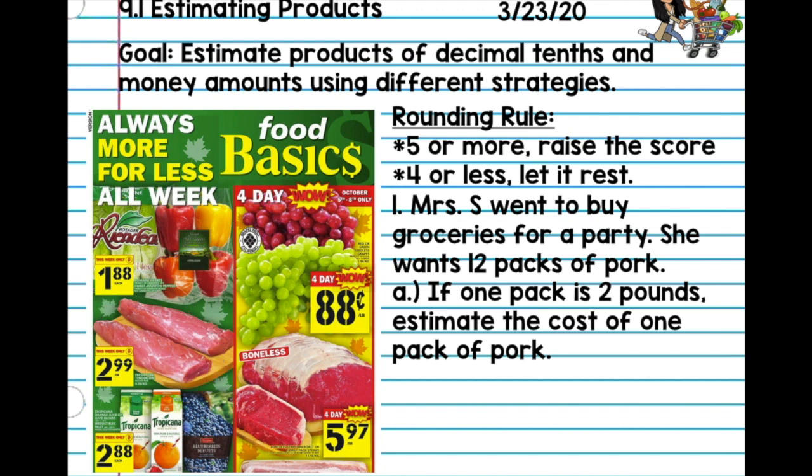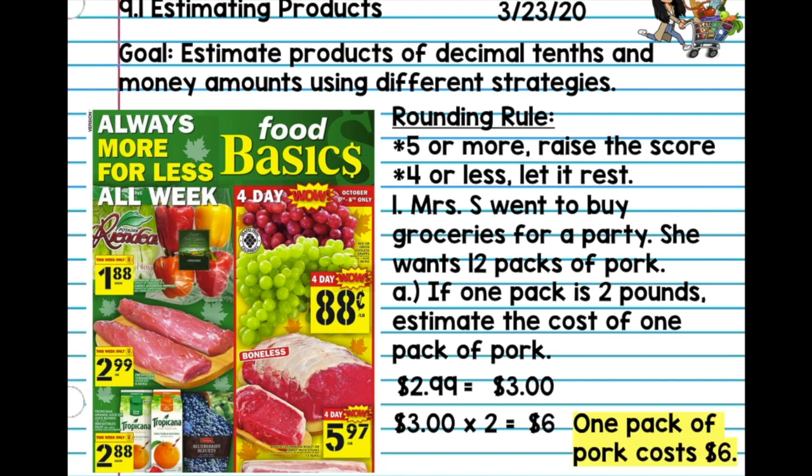Okay, so let's look at that. We know $2.99. We're going to go ahead and estimate that to the nearest dollar. So $2.99 obviously equals $3. So if it's $3 per pound, what am I going to do to figure out the cost of one pack of pork? So $3 times 2, because it's 2 pounds. So how much would one pack of pork equal? $6. One pack of pork equals $6. Okay, so you see how we got that? So 2 pounds is $3, so 2 times 3 is 6.